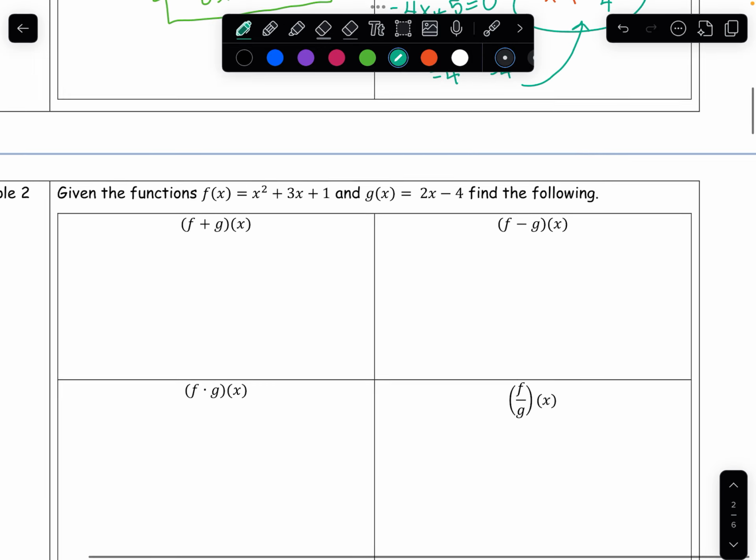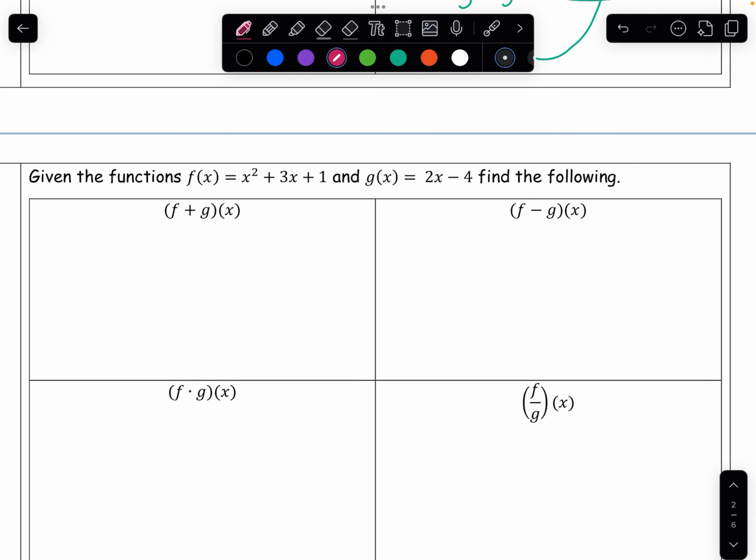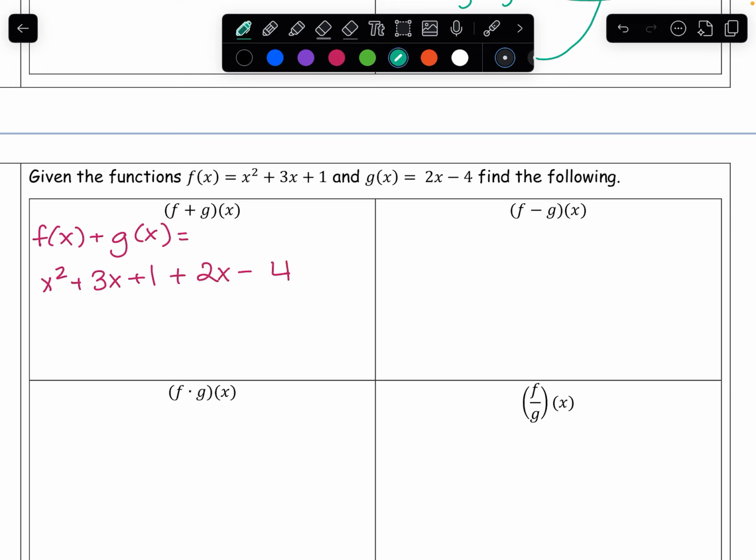Okay, let's look at example 2. For example 2, we're going to do f of x plus g of x. I'm going to run out of room if I start there. So we have x squared plus 3x plus 1 plus 2x minus 4. When we add them together, we get x squared plus 5x minus 3, and there's nothing more we can do. There we go. Now let's look at our next one.